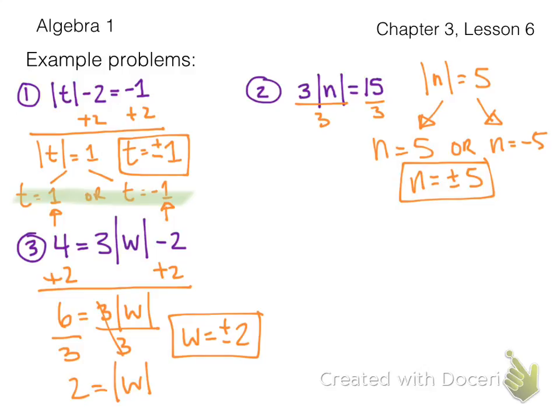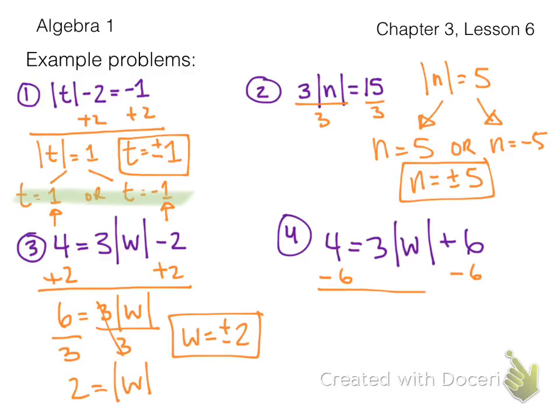Okay? Now, let me give you a quick example problem, just so I can mention it once, even though I'm going to mention it again. What if I have this? How do I solve for w? Well, this is 4 equals 3 times the absolute value of w plus 6. Well, if I subtract 6 on both sides, I'm going to get negative 2 equals 3 times the absolute value of w. I'm going to divide by 3, divide by 3. Negative 2 over 3 is equal to the absolute value of w.